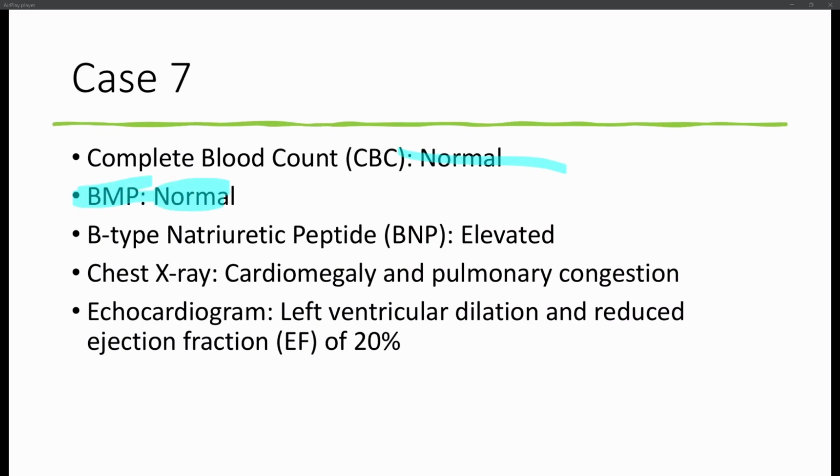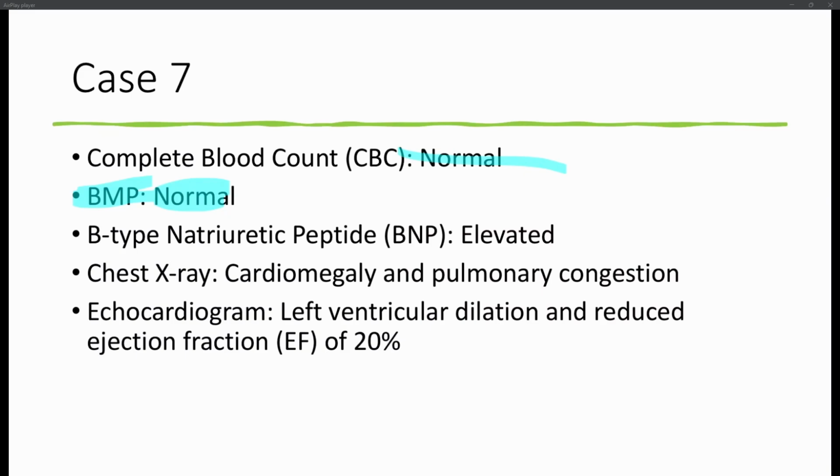BMP is normal. What does that tell you? If the BMP is normal, electrolytes are okay. We know his potassium levels are good. What else is in the BMP we're going to look at? Sugar levels. Okay, sugars are controlled. They're okay. What else is in the BMP?